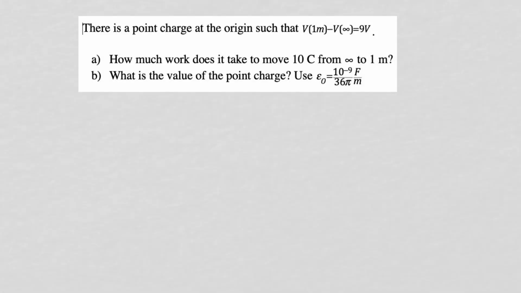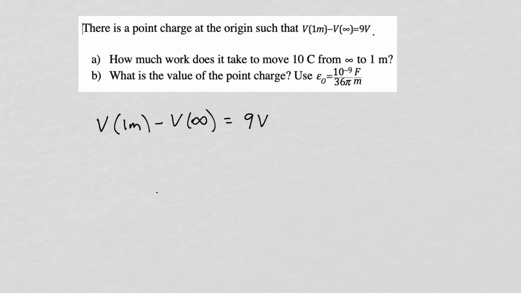There's a point charge at the origin, and you're told that the potential difference between 1 meter and infinity is 9 volts. And the first thing you're asked is, how much work does it take to move 10 coulombs from infinity to 1 meter?